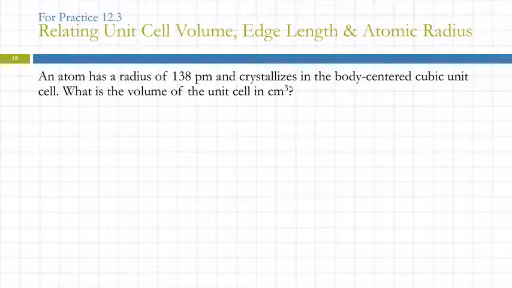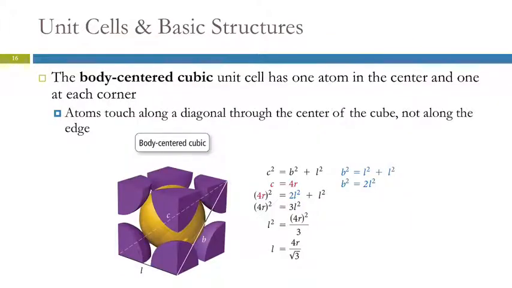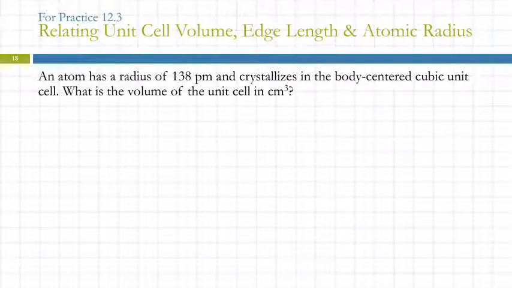So an atom has a radius of 138 picometers and crystallizes in the body-centered cubic unit cell. What is the volume of the unit cell in cubic centimeters? What we need here is this. I'm not going to make you memorize that one either. It'll just be hiding on this big sheet of equations. You've got to know how to look for it and pick it out. So L equals 4R over the square root of 3. Let's write that down before it leaves our brains. L equals 4R over the square root of 3.